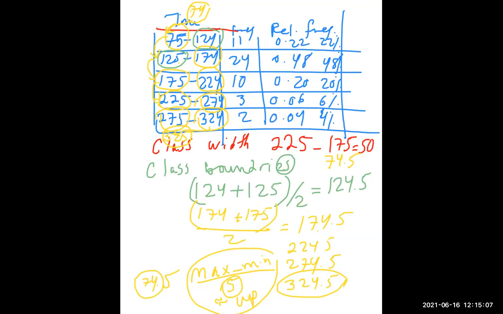If you don't know the class width and the table is given, it's basically the difference of two consecutive lower limits, like 125 minus 75. What is 125 minus 75? 50. 175 minus 125, 50. 225 minus 175, 50. So the subtraction of two consecutive lower limits will give us the class width.